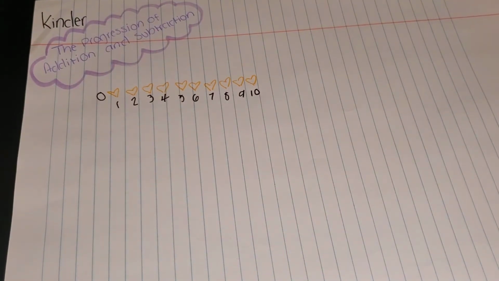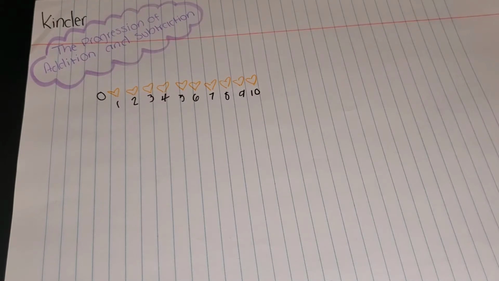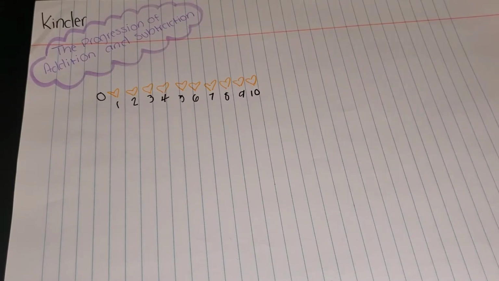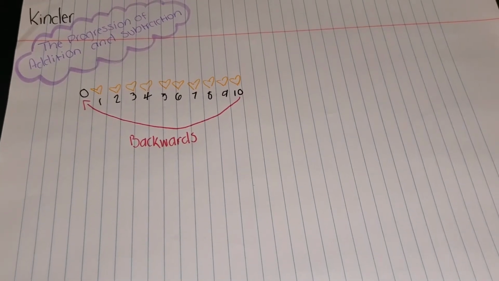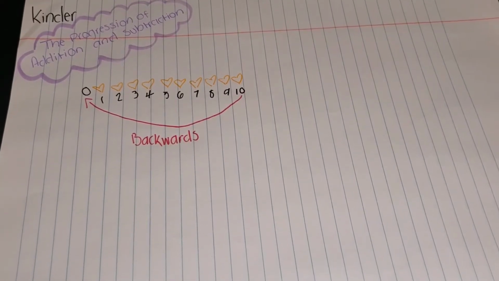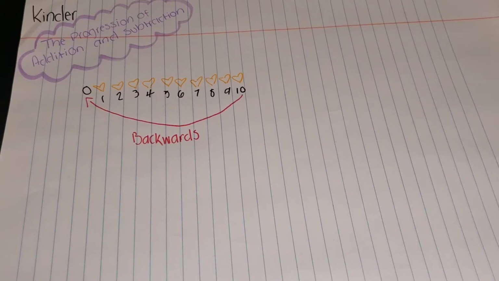So these are not the best hearts I've done, but we have 10 hearts. So I went ahead and I numbered them from 0 to 10. So what is the purpose of this? Students in kindergarten actually count objects in sets. They're able to count from 0 to 10, and they're also able to count from 10 to 0. And this shows that they can count backwards. So not only can they count forwards, but they can also count backwards.